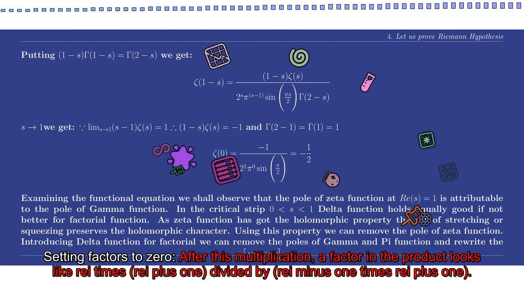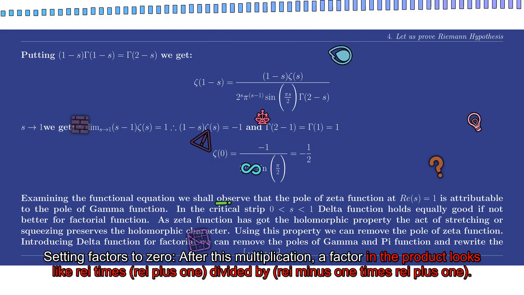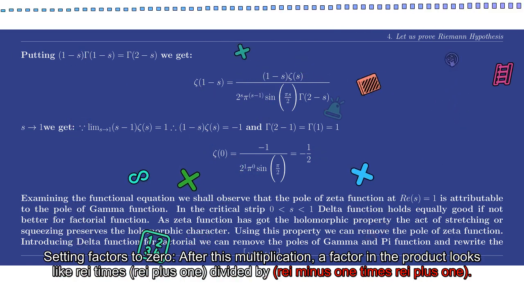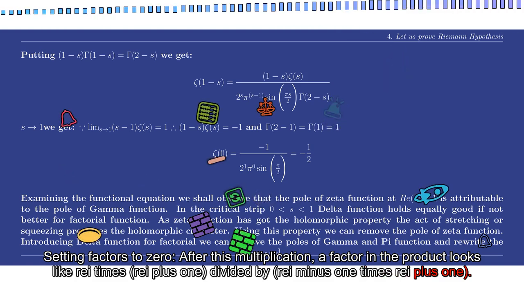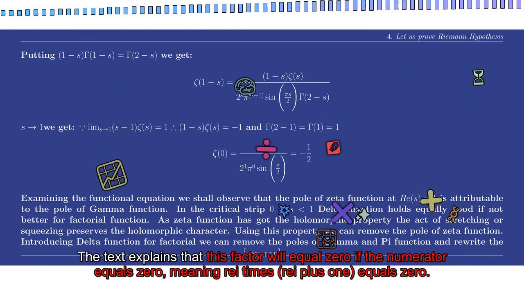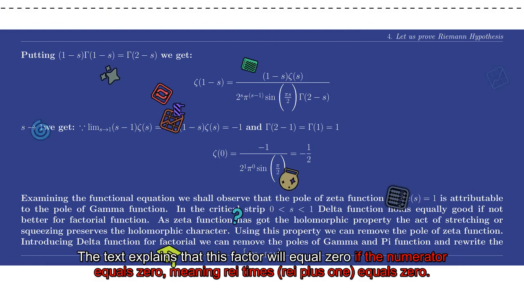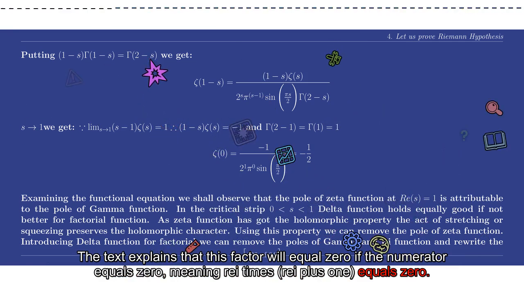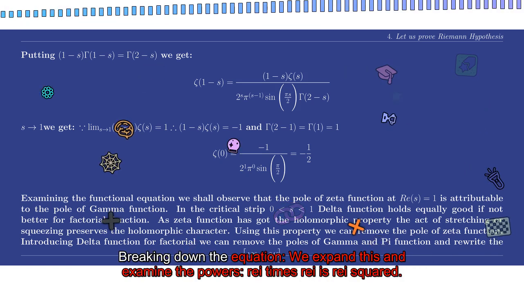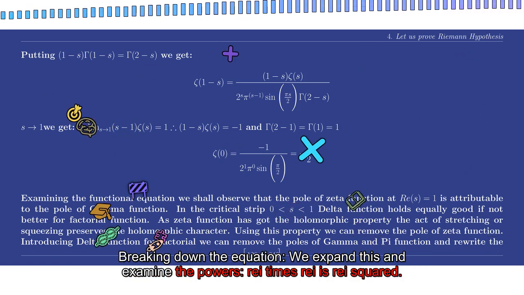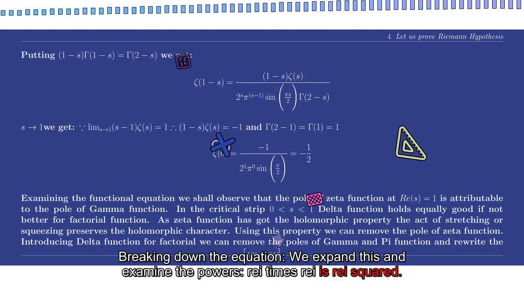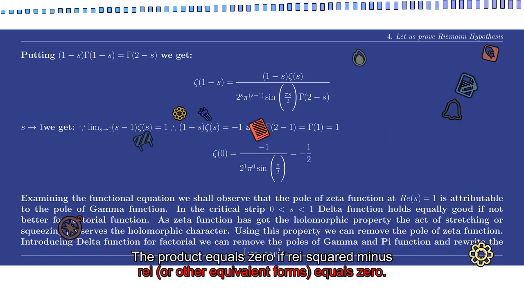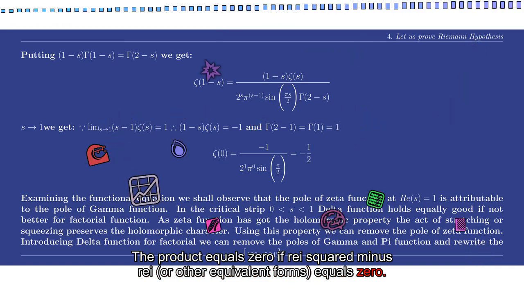Setting factors to 0. After this multiplication, a factor in the product looks like ρ times ρ plus 1 divided by ρ minus 1 times ρ plus 1. The text explains that this factor will equal 0 if the numerator equals 0, meaning ρ times ρ plus 1 equals 0. Breaking down the equation, we expand this and examine the powers. ρ times ρ is ρ squared. The product equals 0 if ρ squared minus ρ or other equivalent forms equals 0.